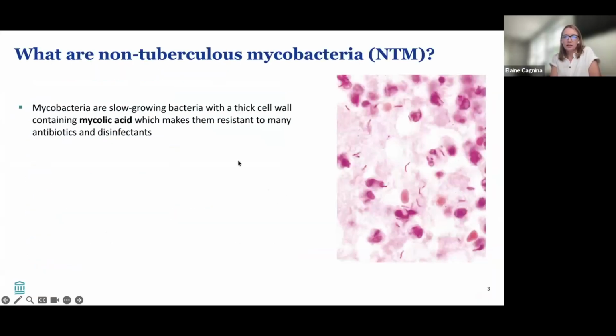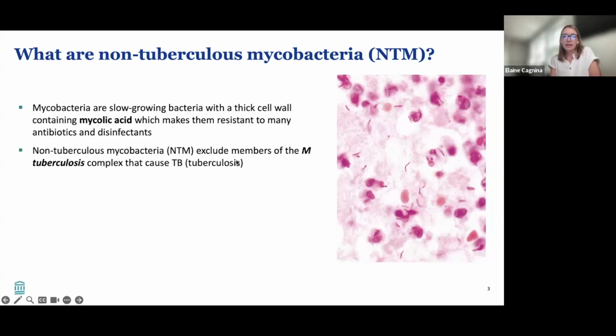So what are non-tuberculous mycobacteria? Here's a picture of them on the right. Some people call them red snappers because they stain red under the microscope. And mycobacteria are slow-growing bacteria with a thick cell wall that contains mycolic acid, hence the name mycobacteria, which makes them resistant to many antibiotics and disinfectants.